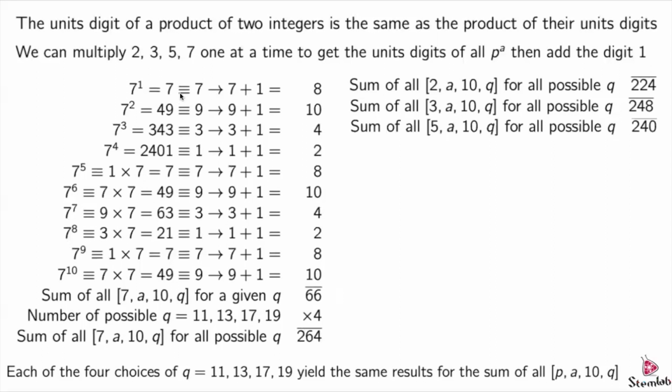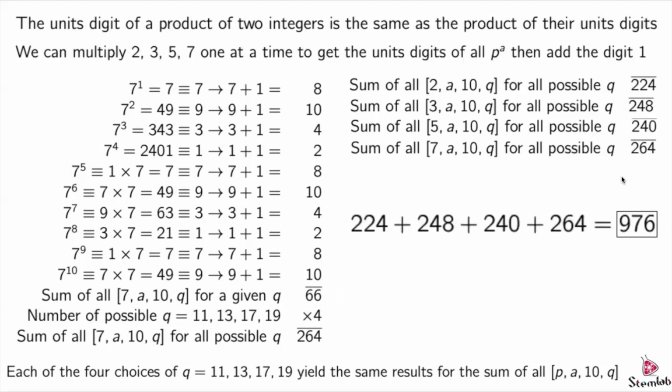And lastly, we go through it for 7 to the A. 7 to the A follows another pattern that repeats every 4. So it's 7, 9, 3, 1. Adding 1 to each, we end up with 8, 10, 4, 2, 8, 10, 4, 2. Summing it up and multiplying by 4 again, we get 264. So the only thing remaining is to add 224, 248, 240, 264. The final answer for this one is 976.